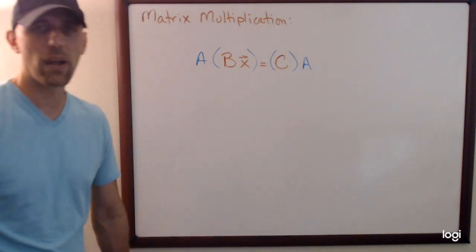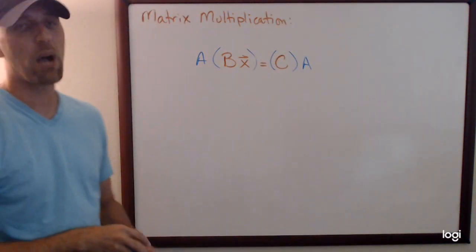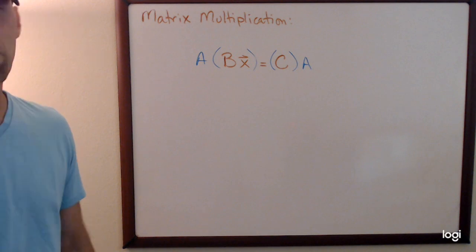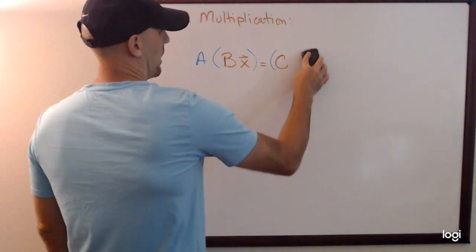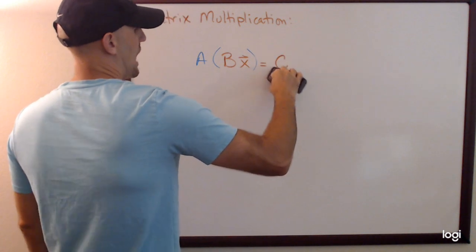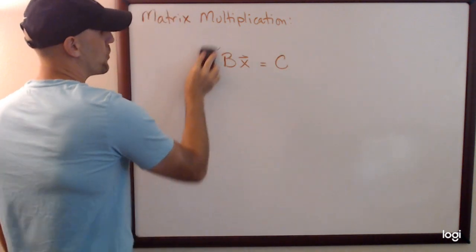That's not okay, right? I mean, sure, I can multiply by A, but I can't left multiply on one side and right multiply on the other. That's not okay. So now I've got to be very careful with my algebra.